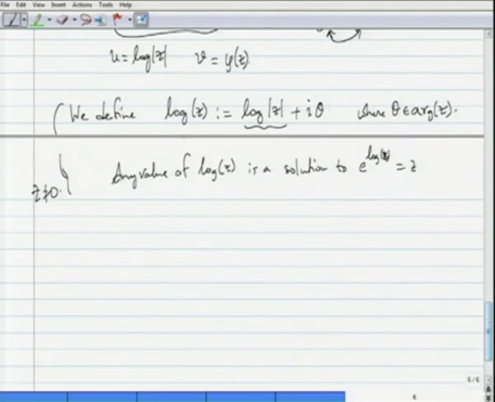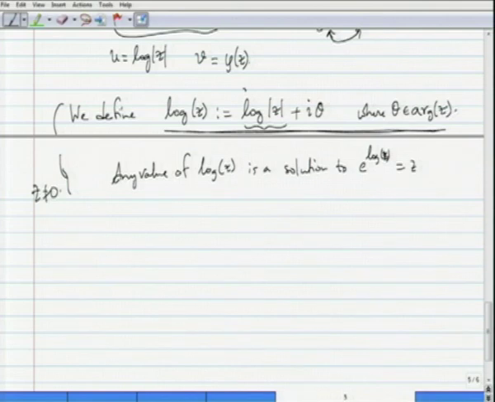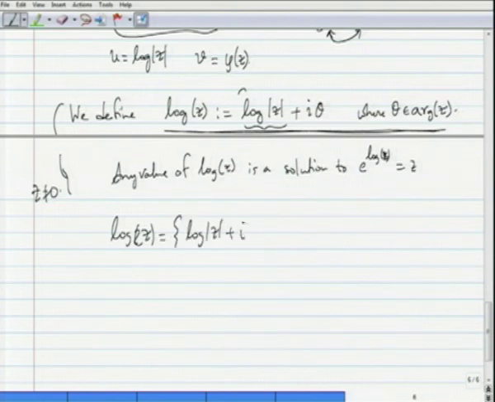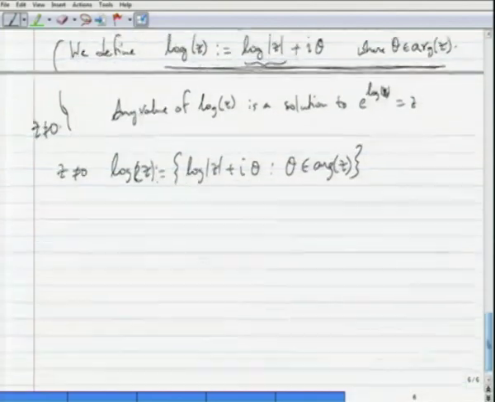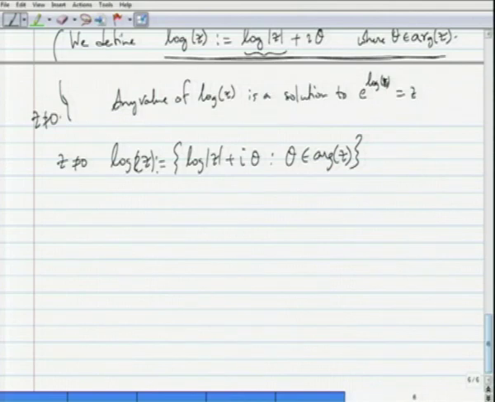So, the log as it stands is a set, because theta belongs to argument of z. So, this is really a set. So, log z should actually be written as log modulus z plus i times theta, such that theta belongs to argument of z, z not equal to 0. So, once again, because argument is a multifunction, log z is a multifunction, and it takes many values, that is the idea.